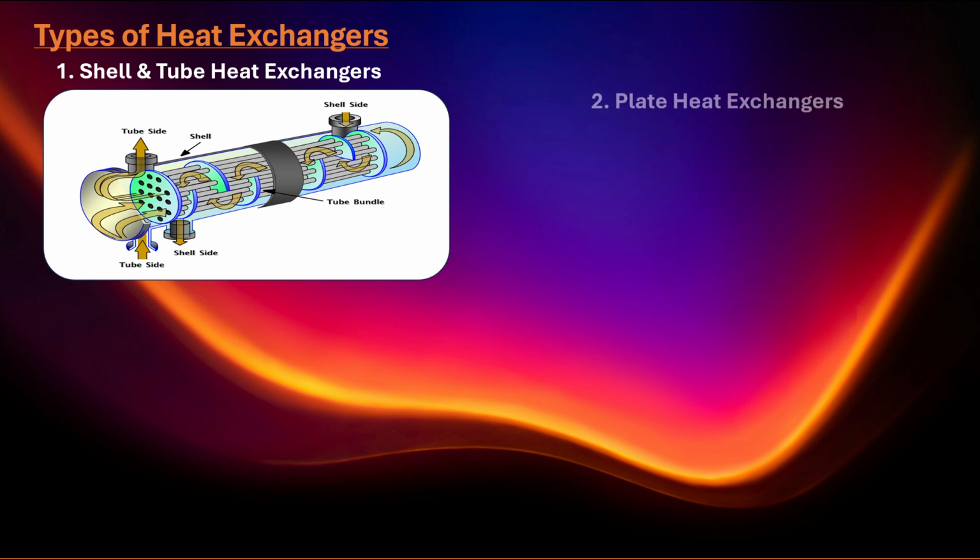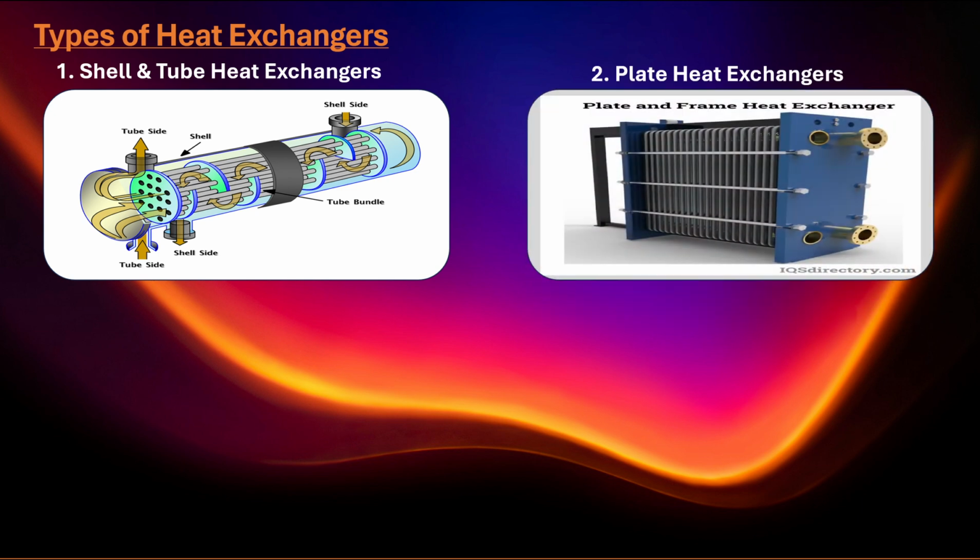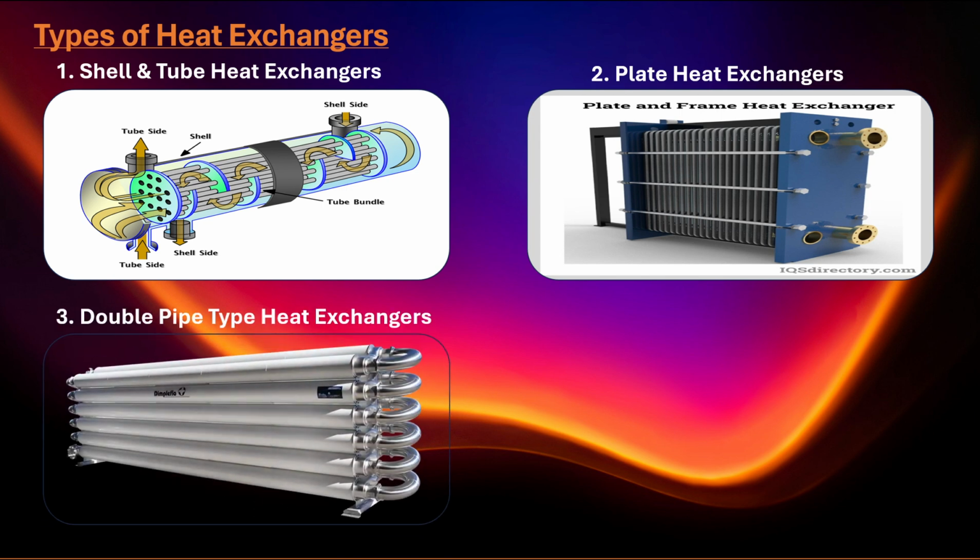Second one in this sequence is a plate heat exchanger. It is composed of stacked, corrugated plates that create alternating hot and cold fluid passages. Their compact design provides high heat transfer efficiency, suitable for space-restricted areas and moderate pressure applications in oil and gas processing. Third one here is a double pipe heat exchanger. It consists of one pipe inside another, with fluids flowing in counter or parallel flow directions. They are simple, easy to maintain, and are used for smaller-scale heat transfer tasks in the industry.